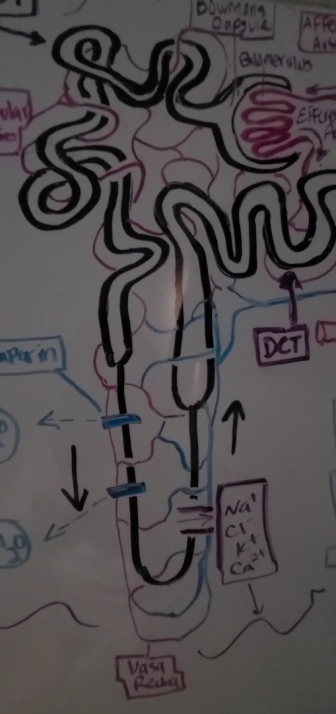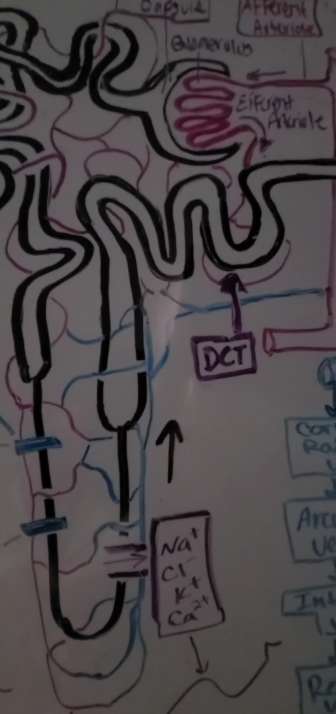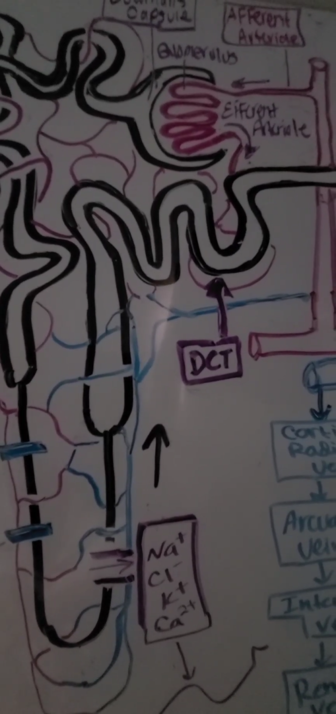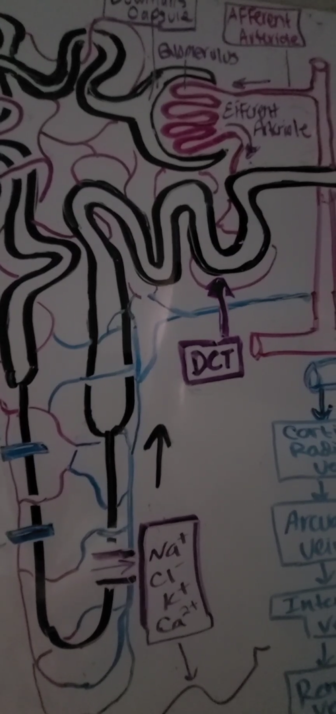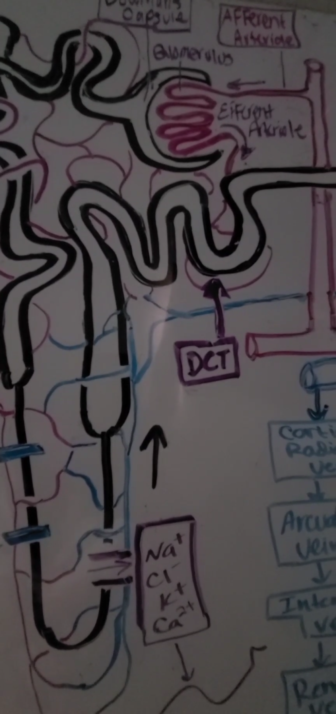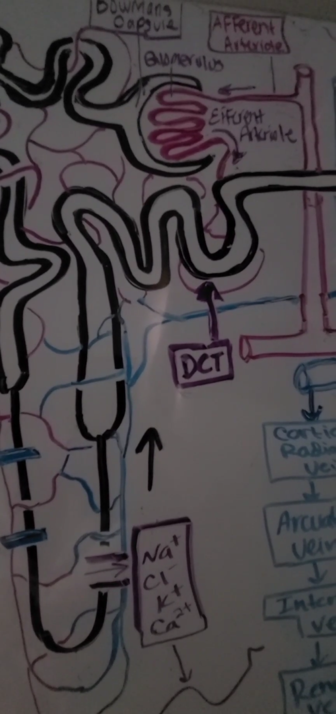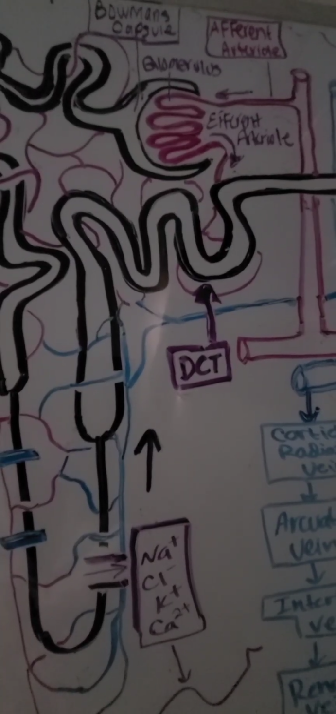So filtrate flows down the loop of Henle and into the DCT. And the DCT is hormonally regulated. So aldosterone acts to increase sodium reabsorption and potassium secretion, which helps raise blood pressure and maintain electrolyte balance.